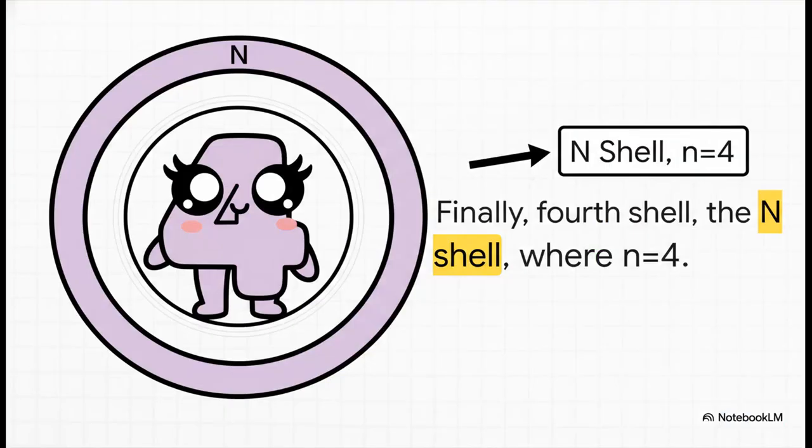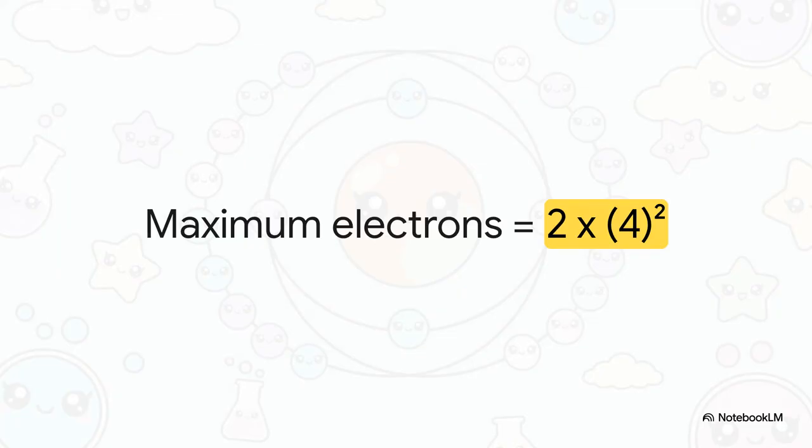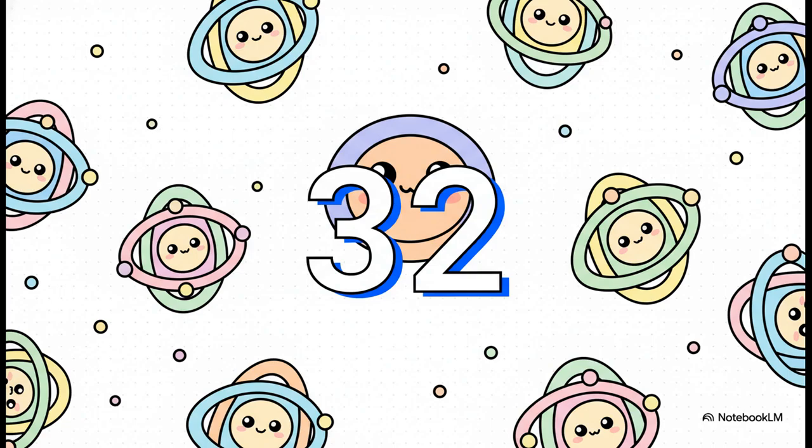Okay, let's do one last one just to really lock this in. We're going out to the fourth shell, the N shell. So here, n is going to be 4. All right, last time through the formula. 2 times 4². 4 times 4 is 16, and 16 times 2 is 32. The N shell has room for a whopping 32 electrons. I mean, the space really opens up the farther you get from that center space.